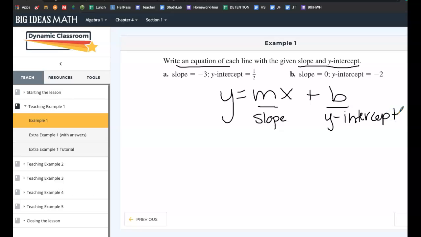Okay? So in these problems, you're given the slope and you're given the intercept. You just have to write it as y equals. So y equals, your slope is -3 times x, plus your y-intercept is 1/2, so plus 1/2.